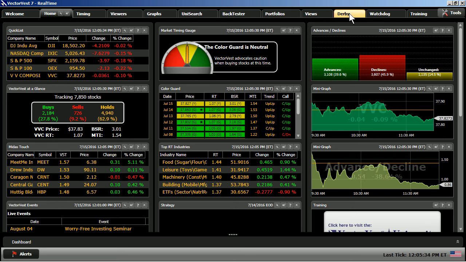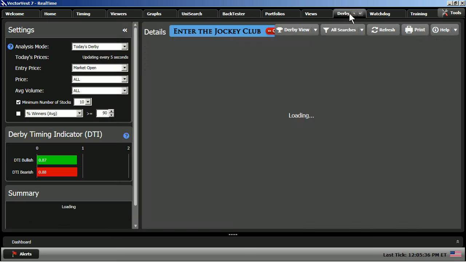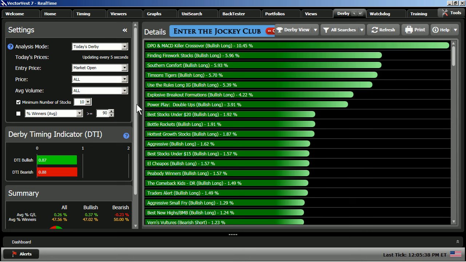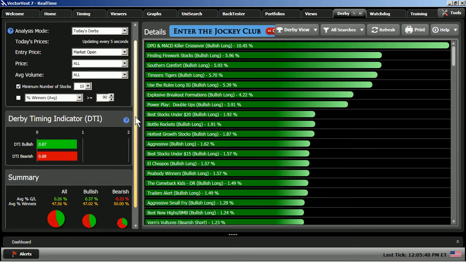I'm going to move us from the home page right into the Derby tool, clicking on the Derby tab here at the upper right. Those of you who have the Derby will notice that after you update the program tonight, after our update is complete, you will be prompted to install a brand new build that will have the Derby Timing Indicator within the Derby tool.